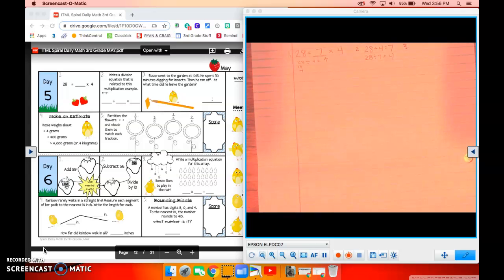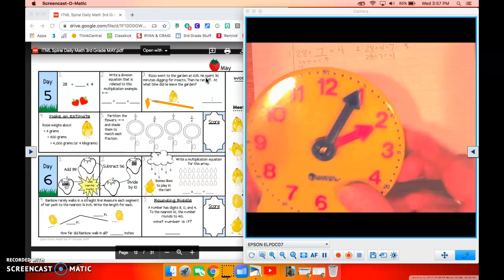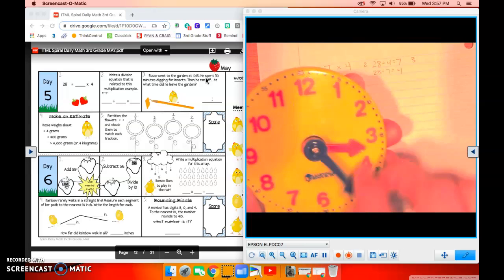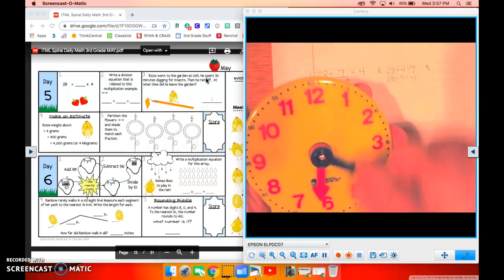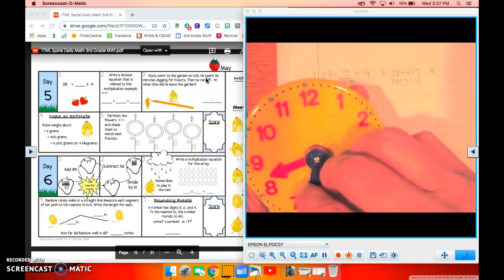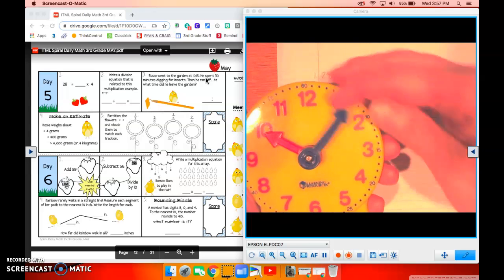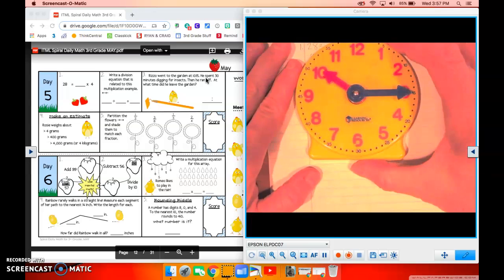Number 3. Rizzo went to the garden at 10:15. He spent 30 minutes digging for insects. Then he ran off. At what time did he leave the garden? All right, so handy dandy movement right here. 10:15 it is. All right, let me move it to 10:15. 2, 3, 4, 5, 6, 7, 8, 9, 10:15. All right, there's 10:15.